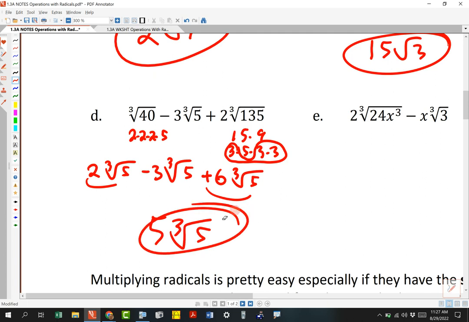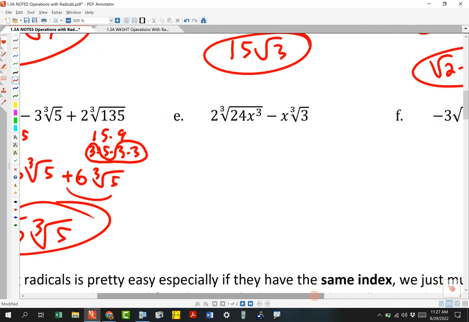Anybody brave enough to say they wrote 5 square root of 5? They didn't put the index in there? Oh, I hope that's nobody. Okay, take a look at the next one. Would you apply the same ideas there? You may have seen something like this before, but maybe not.